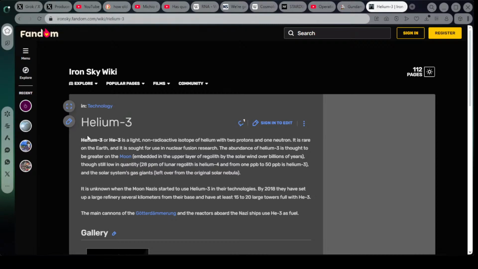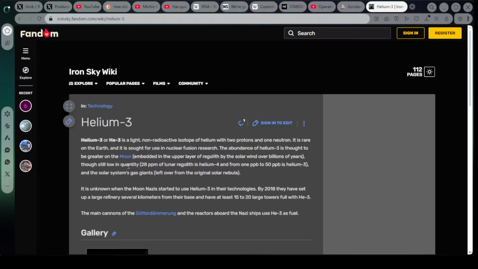Anyway, so in the movie, one of the main things that they come in contact with is this helium-3. Helium-3, or He3, is a light, non-radioactive isotope of helium with 2 protons and 1 neutron. It's rare on Earth, and it's sought for use in nuclear fusion research. The abundance of helium-3 is thought to be greater on the moon, embedded in the upper layer of the regolith by the solar wind over billions of years.